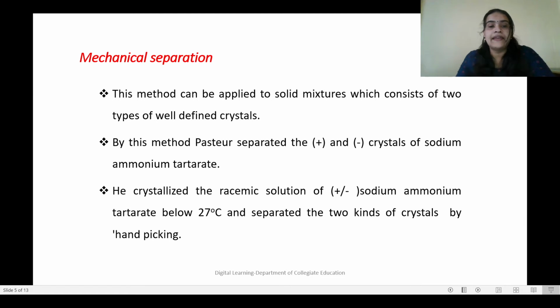Here, in this method, mechanical separation, it can be applied to solid mixtures which consist of two types of well-defined crystals, so that each one will be having a different type of crystals, so that we can just hand pick both. By this method, Pasteur separated the racemic sodium ammonium tartrate. He crystallized it below 27 degrees Celsius, where both the plus and minus forms exist in two different well-defined crystals, so that we can easily pick the plus form and the minus form.